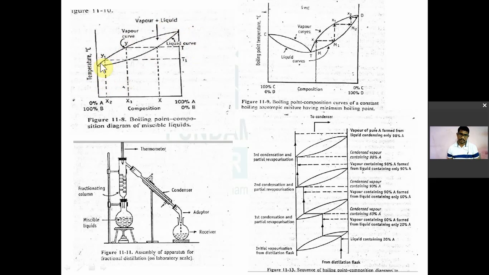At this temperature your component B gets converted to vapor, and at this temperature your component A gets converted into vapor. That means there is a difference between the point of vaporization or boiling point of A and B. This is for an ideal or miscible mixture. This is the curve for a miscible mixture, and in this region is a mixture of vapor plus liquid, between the two. If the temperature drops, it becomes liquid here.